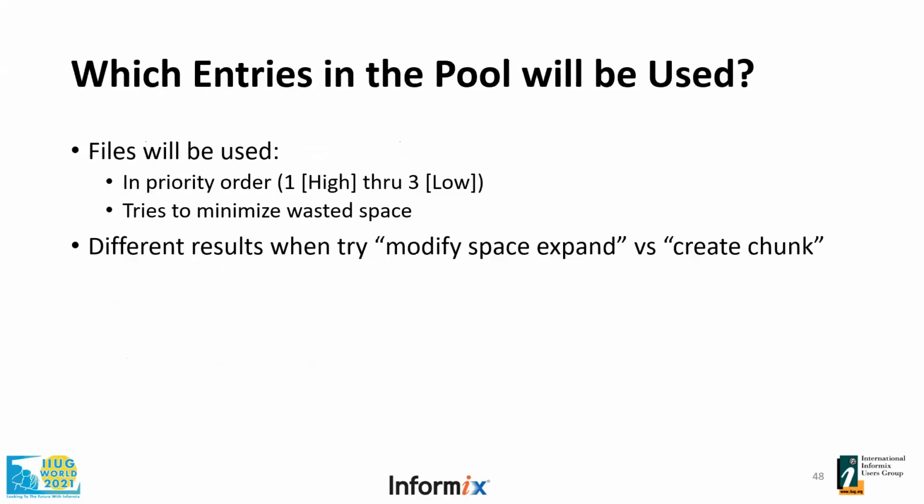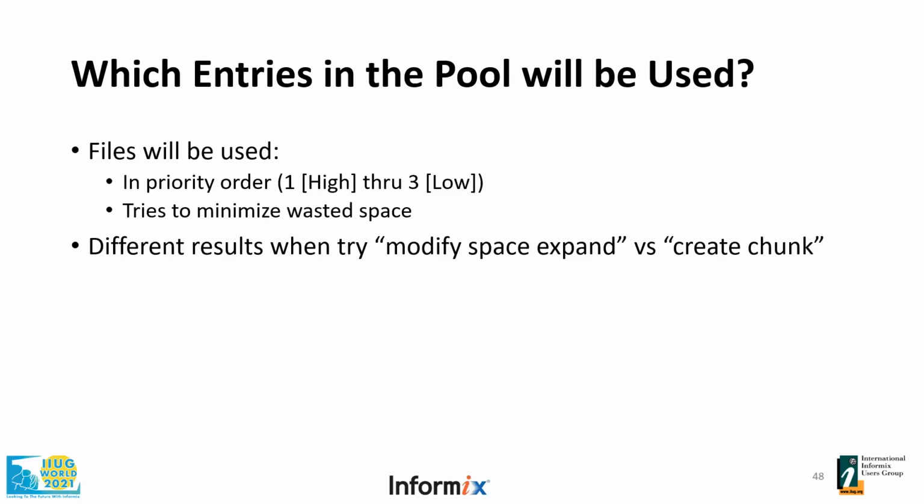And which entries will be used when you allocate a space? I mentioned earlier, there's a priority for each entry in the storage pool. It goes from 1 through 3, 1 being the highest. So there is some logic that goes on in terms of trying to identify which entry in the storage pool is a good match for the request that's been made.